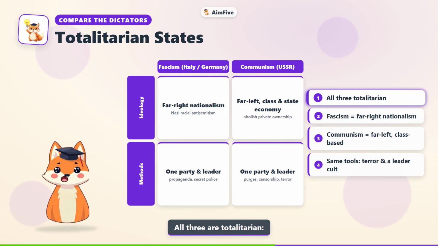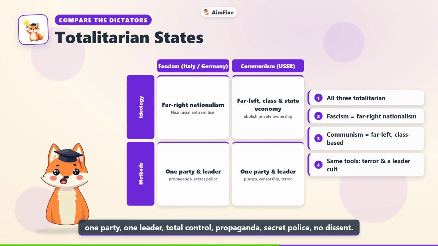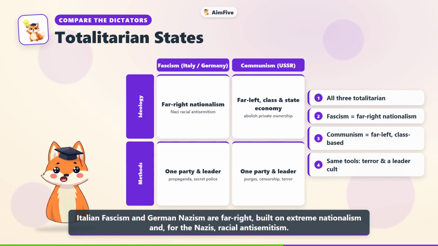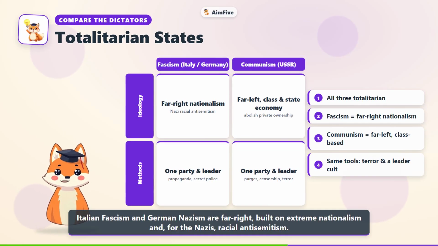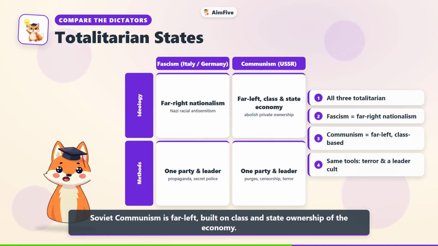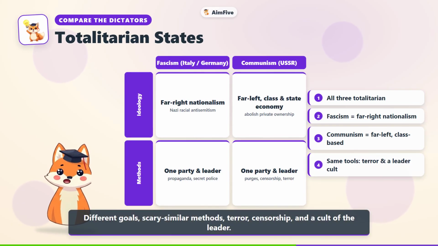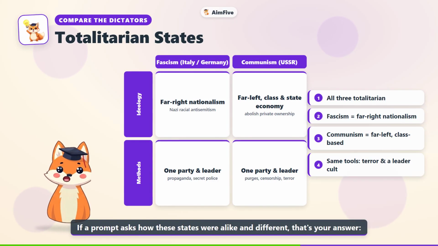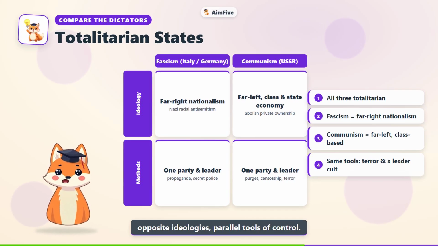All three are totalitarian. One party, one leader, total control, propaganda, secret police, no dissent. But the ideology differs. Italian fascism and German Nazism are far right, built on extreme nationalism and, for the Nazis, racial anti-Semitism. Soviet communism is far left, built on class and state ownership of the economy. Different goals, scary similar methods: terror, censorship, and a cult of the leader. If a prompt asks how these states are alike and different, that's your answer. Opposite ideologies, parallel tools of control.